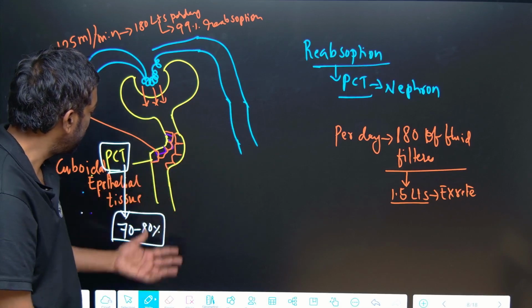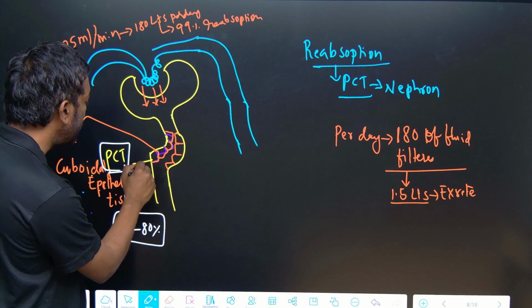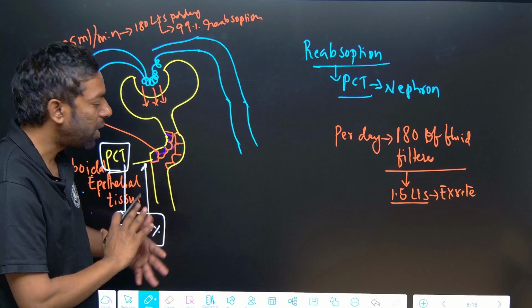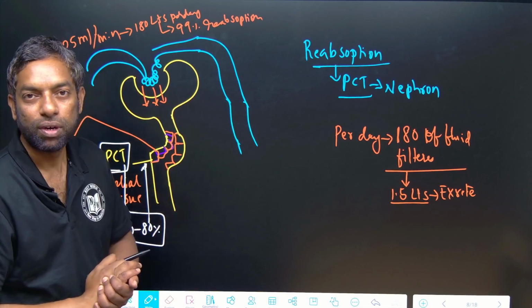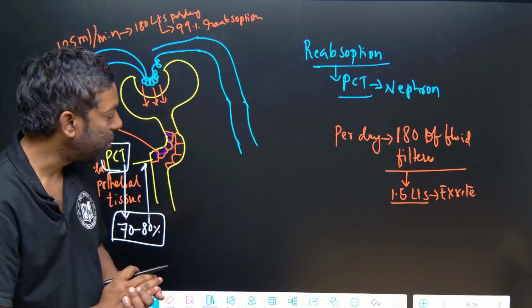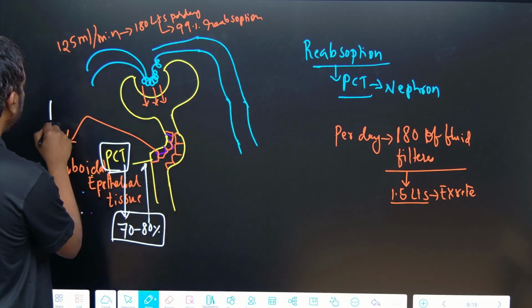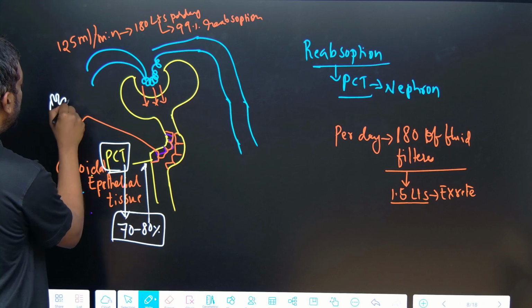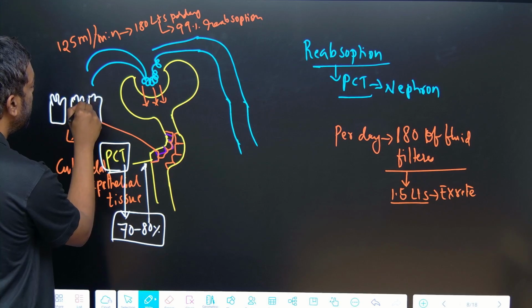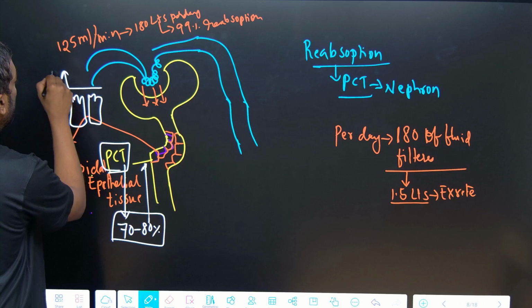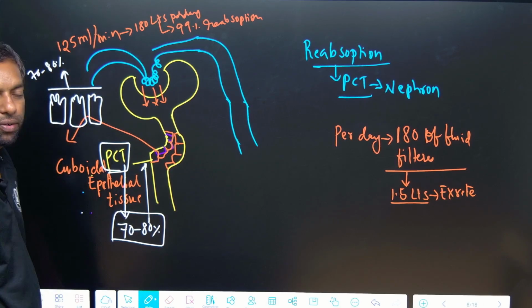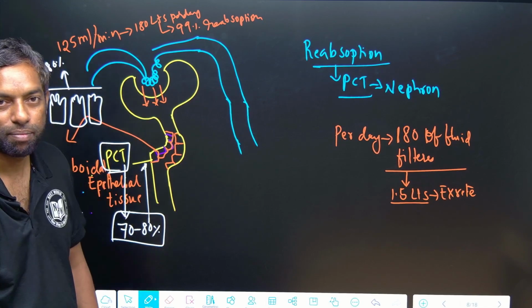So, this cuboidal epithelial tissue is involved in this reabsorption. This plain cuboidal epithelial tissue is not enough for the reabsorption. They are modified into brush border cuboidal cells, which increase their surface area for the 70 to 80% reabsorption that takes place in the PCT part.